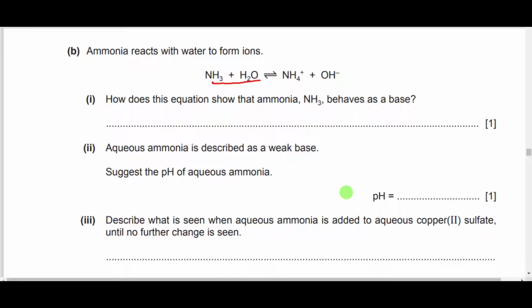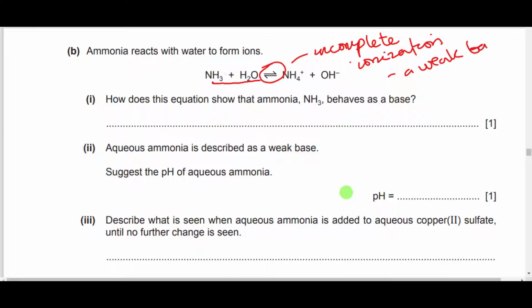Take note of this reversible arrows. This means that this is an incomplete ionization, which means that ammonia is a weak base. Fine. So how does this equation show that ammonia behaves as a base?